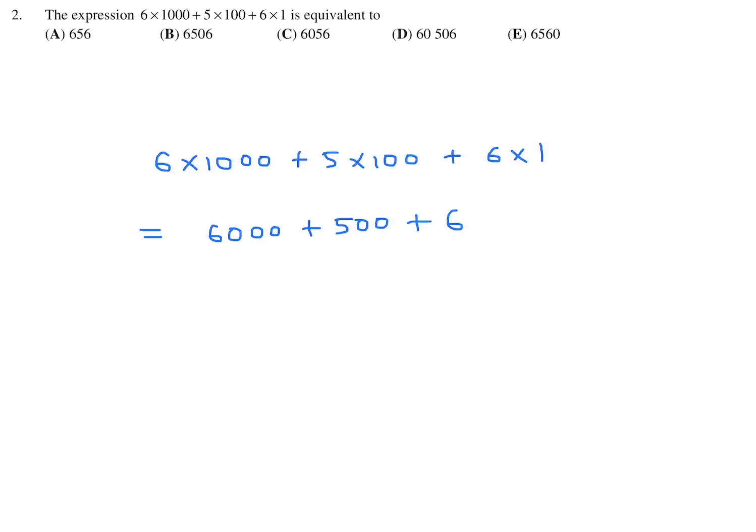The expression 6 times 1,000 plus 5 times 100 plus 6 times 1 is equivalent to. So 6 times 1,000 is 6,000, 5 times 100 is 500, and then 6 times 1 is 6. So this becomes 6,506. So just be careful when you select the answer, because they're very similar and you might get a little confused just because people are always trying to rush during these math contests since you have such limited time. So the answer to this is B.